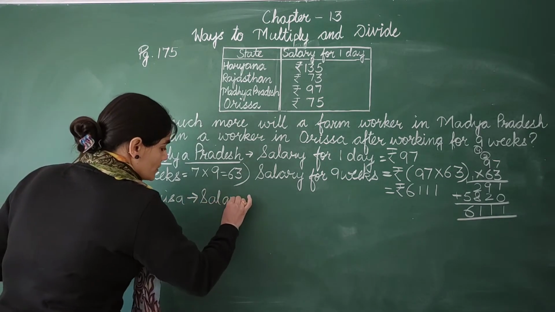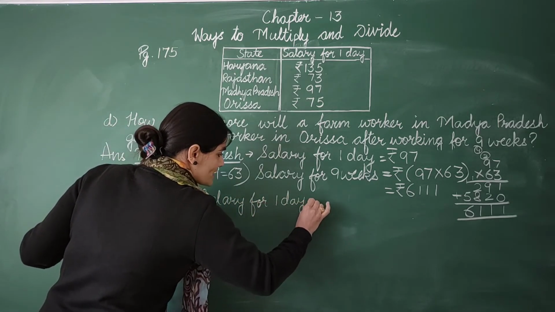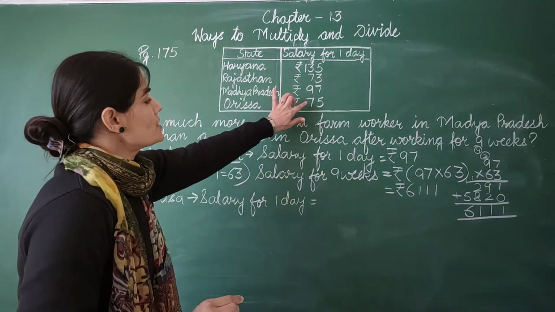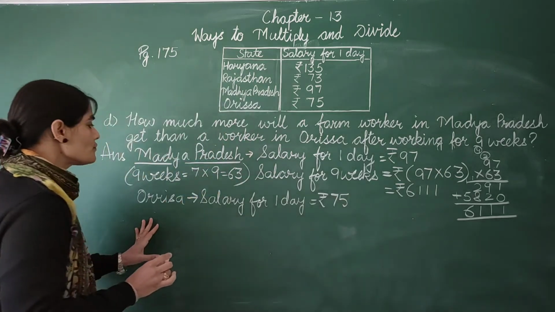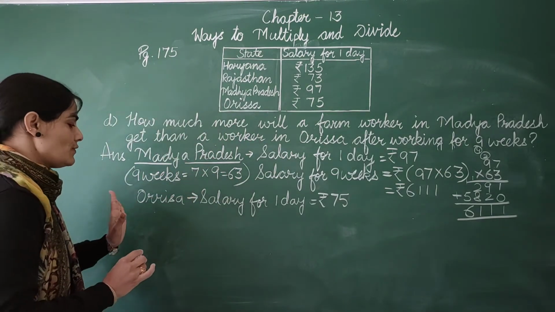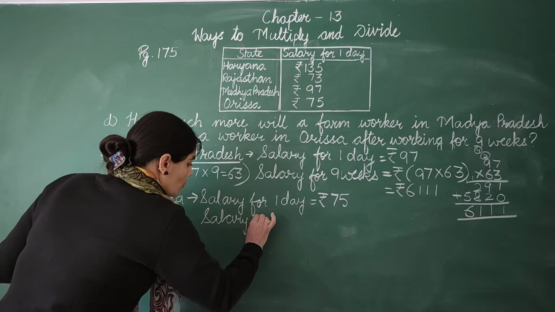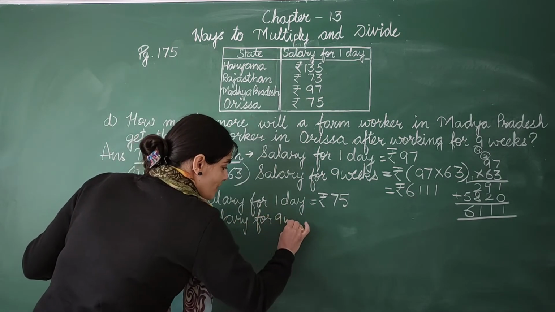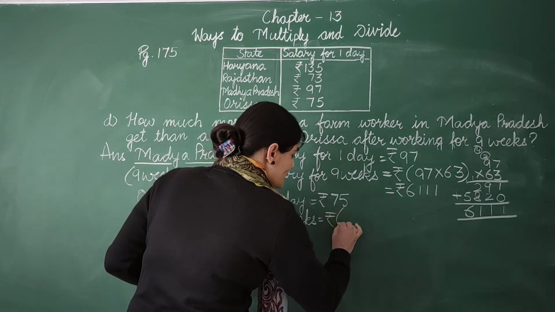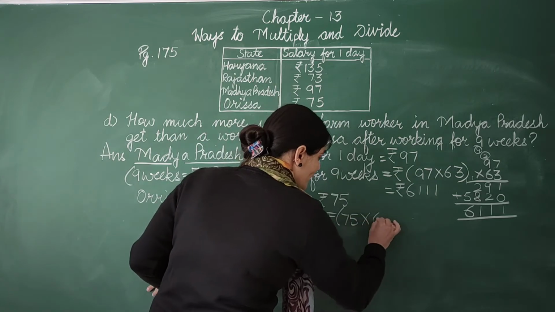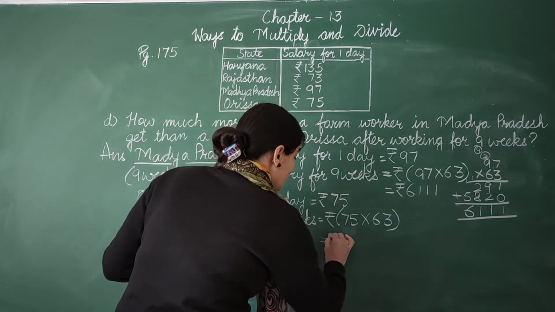Now let's find it for the farm worker in Odisha. Salary for 1 day. How much is that, beta? Let's check it from the table. It is rupees 75. Now we don't need to find it again the number of days in 9 weeks. We already know. So salary for 9 weeks. Will it be more? Yes. And that is why we multiply 75 with 63. Clear? So we write the answer here.